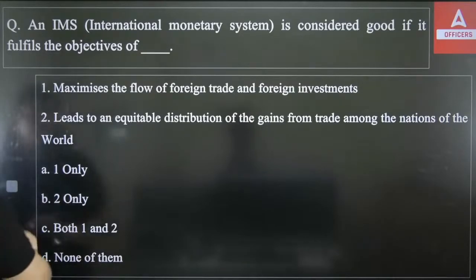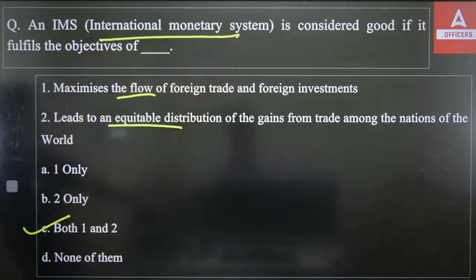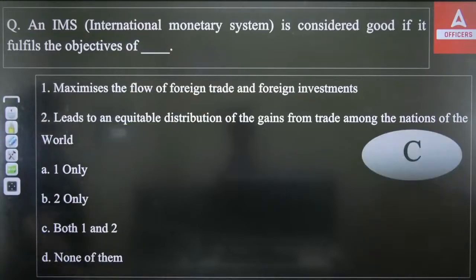So the right answer is both. If you fulfill both objectives, then your international monetary system will be considered as a good international monetary system. Okay. So the right answer will be C.